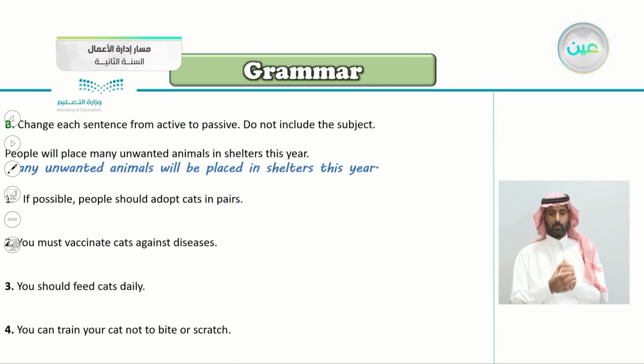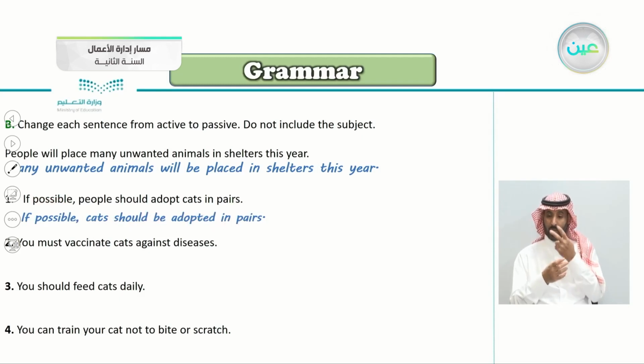Number 1, if possible, people should adopt cats in pairs. So this is an active sentence. Make it passive without including the subject. So what do we say here? Begin with the object. Yes, if possible, we begin with if possible. Then we begin with the object. Cats should be adopted in pairs. The modal, then be, then the past participle, then you continue.